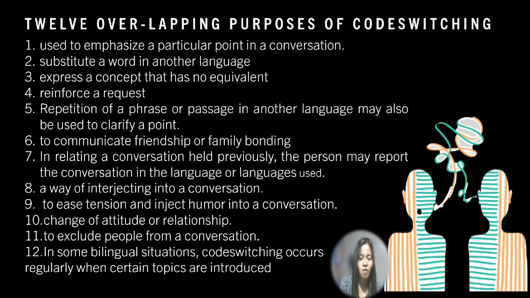Number 10, for example, when two people meet, they may use the common majority language, so that is when the change of attitude or relationship. Number 11, which is to exclude people from a conversation. So for example, when traveling on the metro, subway, or underground, two people speaking English may switch to their minority language to talk about private matters, thus excluding others from the conversation.